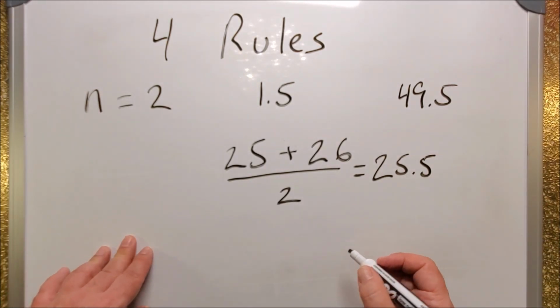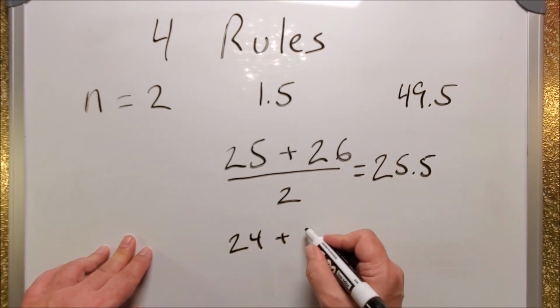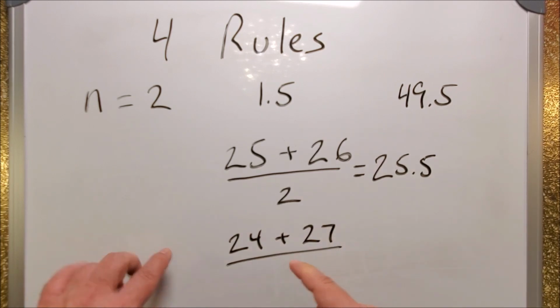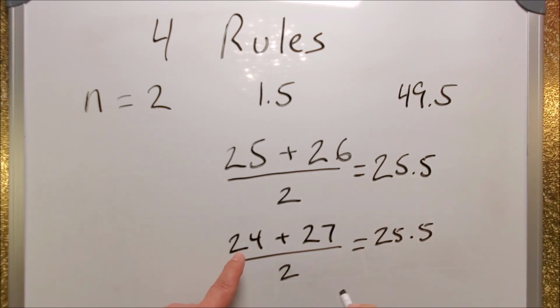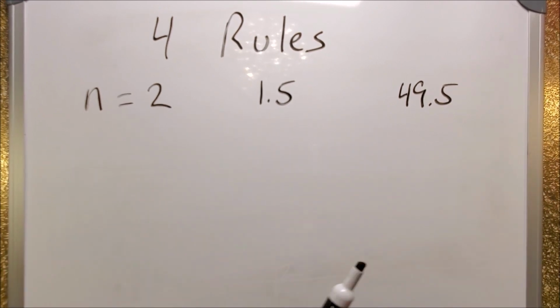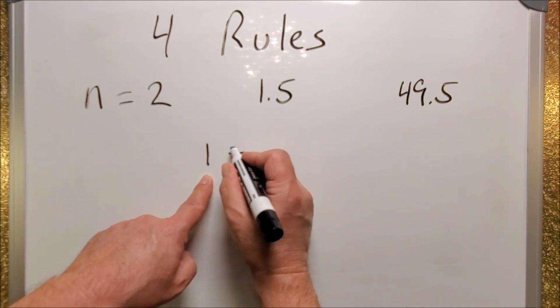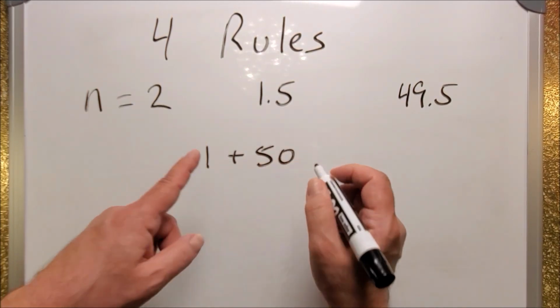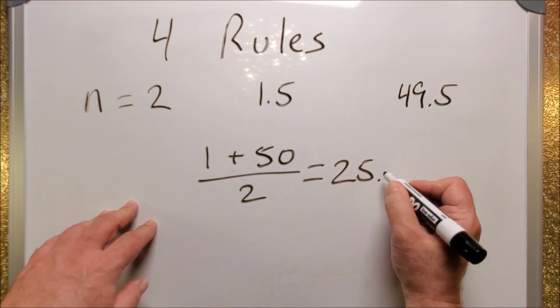But wait, there's more than one way to get 25.5. There's 24 and 27. There's 23 and 28. There's 22 and 29, and so on. In fact, we can keep going and getting means of 25.5 until we get back to the very first score and the very last score from our parent population. And we're going to get 25.5 as the mean.